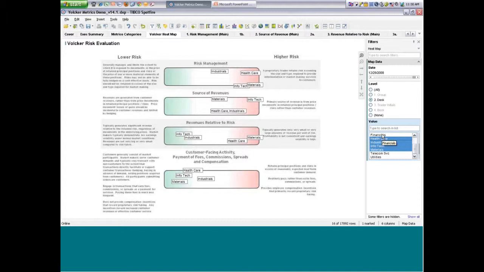So in this particular example, now that we've highlighted a couple of these areas, we're seeing that information technology, from a sources of revenue perspective, seems to look pretty risky, which means that they're probably making more of their money from asset appreciation, whether that's realized or unrealized, versus spread P&L or fees and commissions.